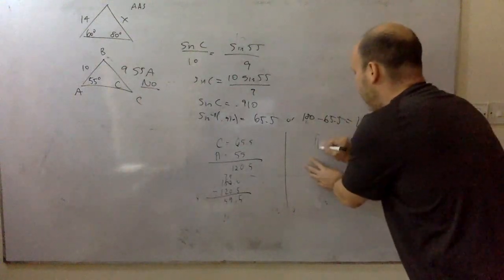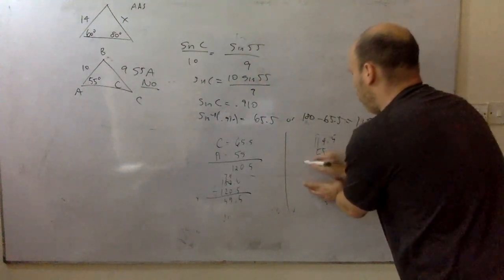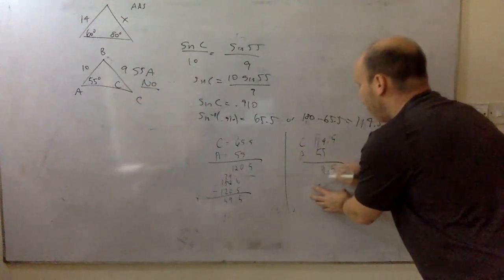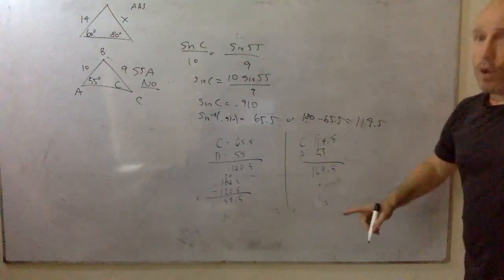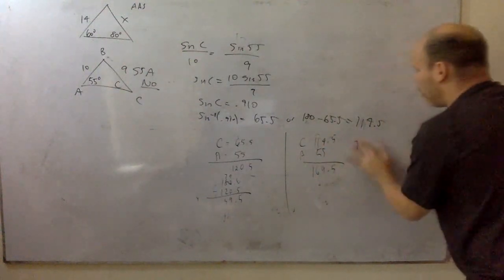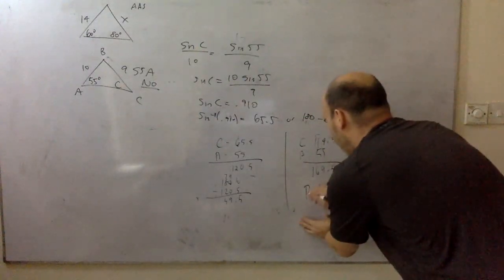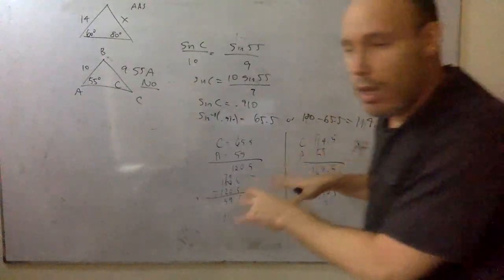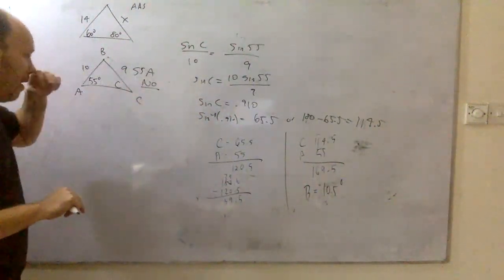Now let's take a look at this one. The new angle C is 114.5. Angle A is still 55. Let's add these together, 169.5. Do we have enough for another angle in there? There are cases where you don't, but in this case we do. How do we get from 169.5 to 180? Up 10.5. So angle B is 10.5 degrees. Therefore, there are two triangles that have 55, 10, 9.